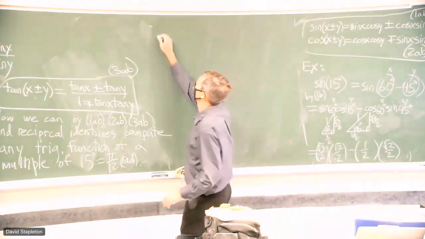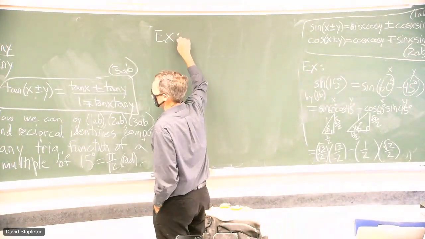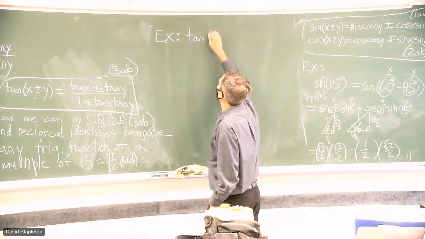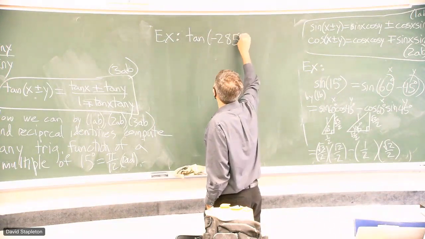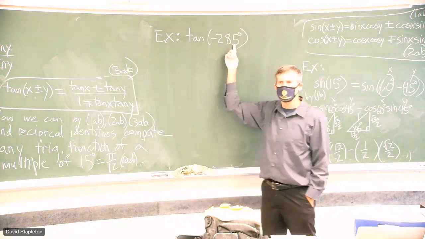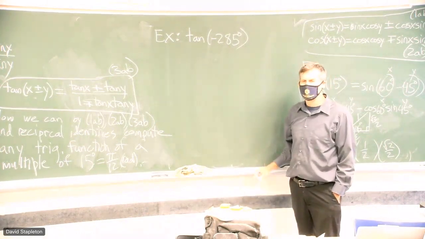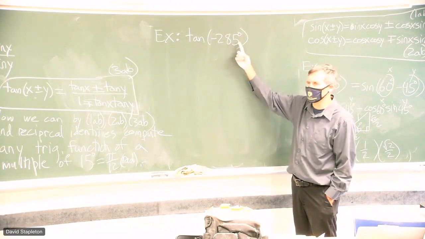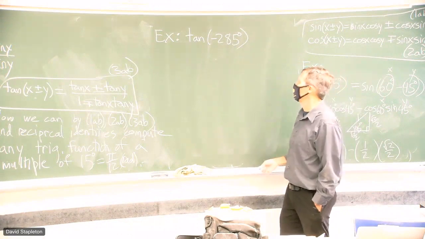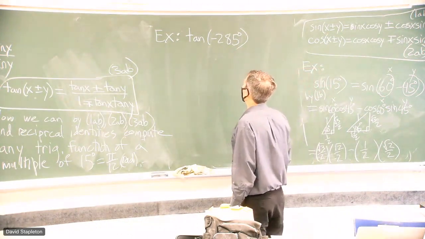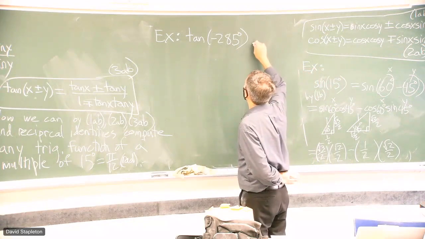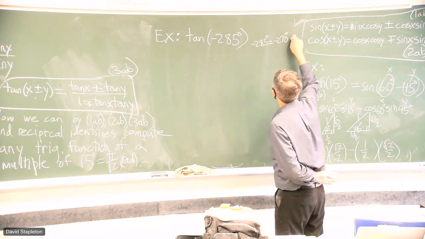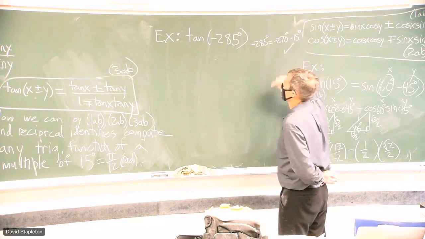Well, let's try an example here. Suppose I wanted to take the tangent of minus 285 degrees. Is that a multiple of 15? Because minus 270 would be a coordinate axis. This is only 15 degrees off, right? So if it's only 15 degrees off a coordinate axis, you're good. So minus 285 is minus 270, minus 15 more, check. It's going to be a multiple of 15.